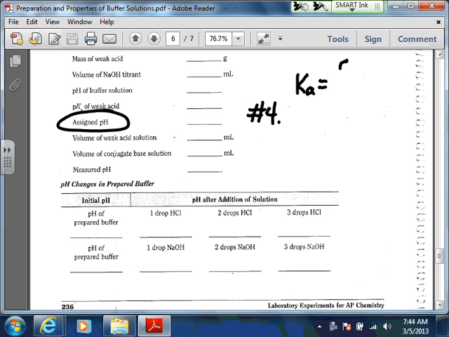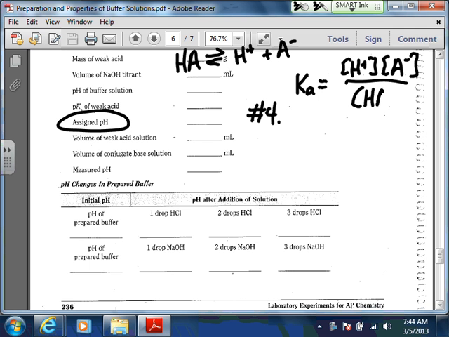I would use Ka equals, and because this is a weak acid, HA is on the bottom of the weak acid equilibrium, because basically your equation is HA yields H plus plus A minus. So H plus and A minus are on the top here. HA is on the bottom.